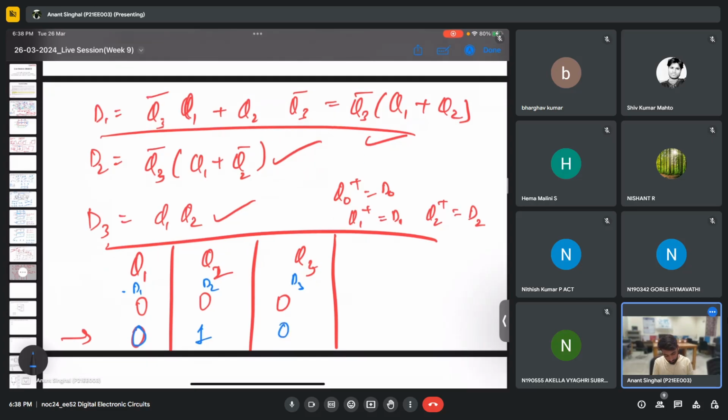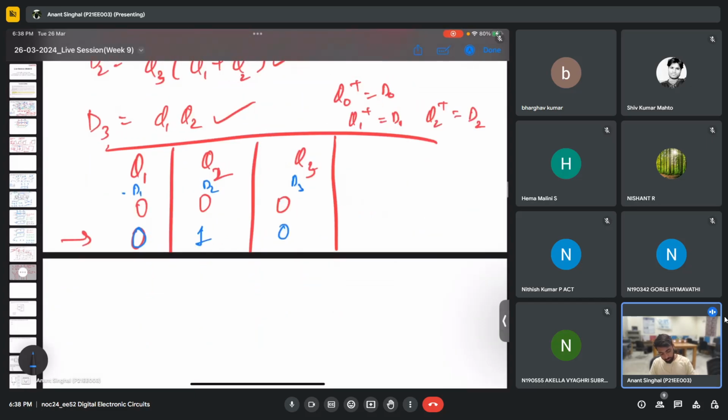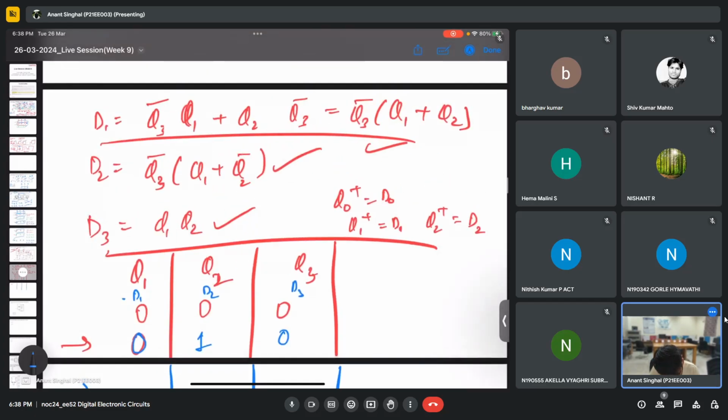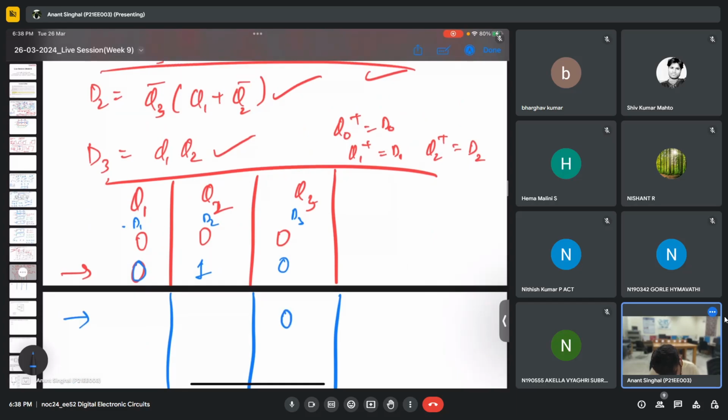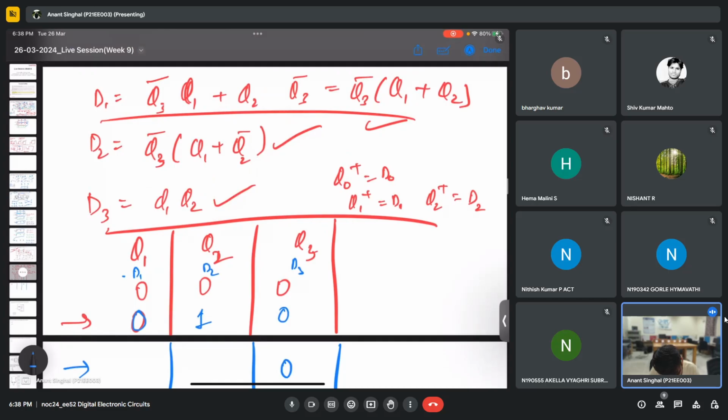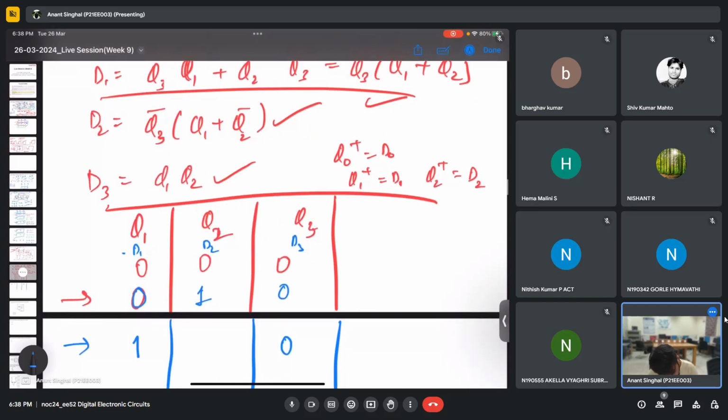Is it clear this step? Everyone, is it clear? Please respond if this is clear so that I can proceed ahead. Yes sir. Okay. So now I have again 0 1 0. So D1 will be, first of all, D3 is very easy to calculate. So it is 0. D1 will be Q3 complement, that is 1 times something plus something. So this will be 1. D2 will be Q3 complement times Q1 plus, okay, so it will become 0.